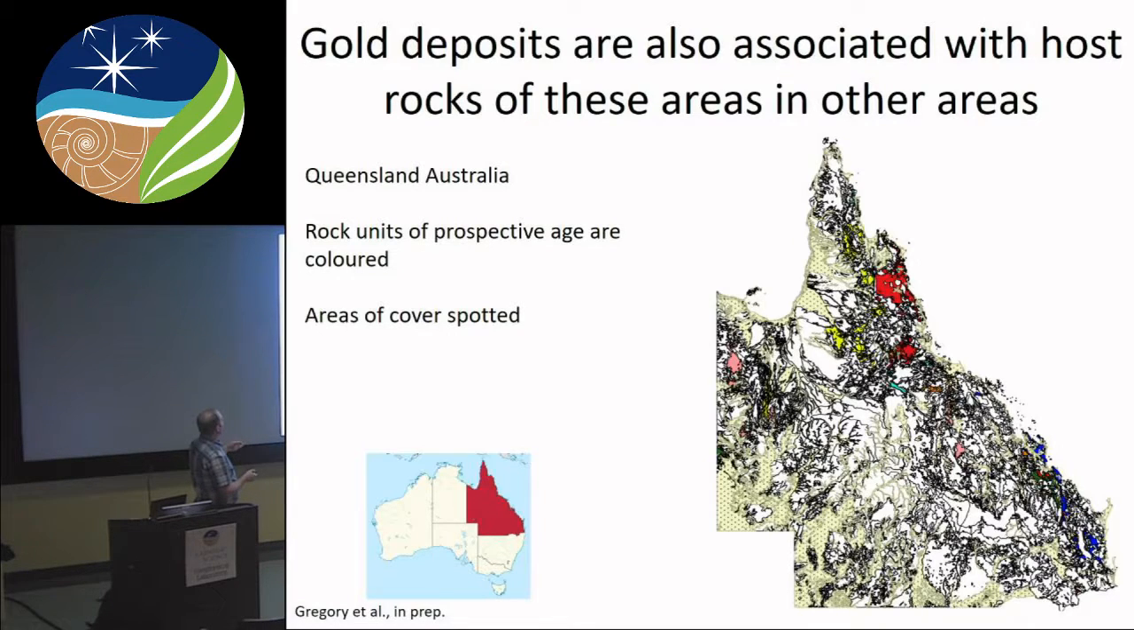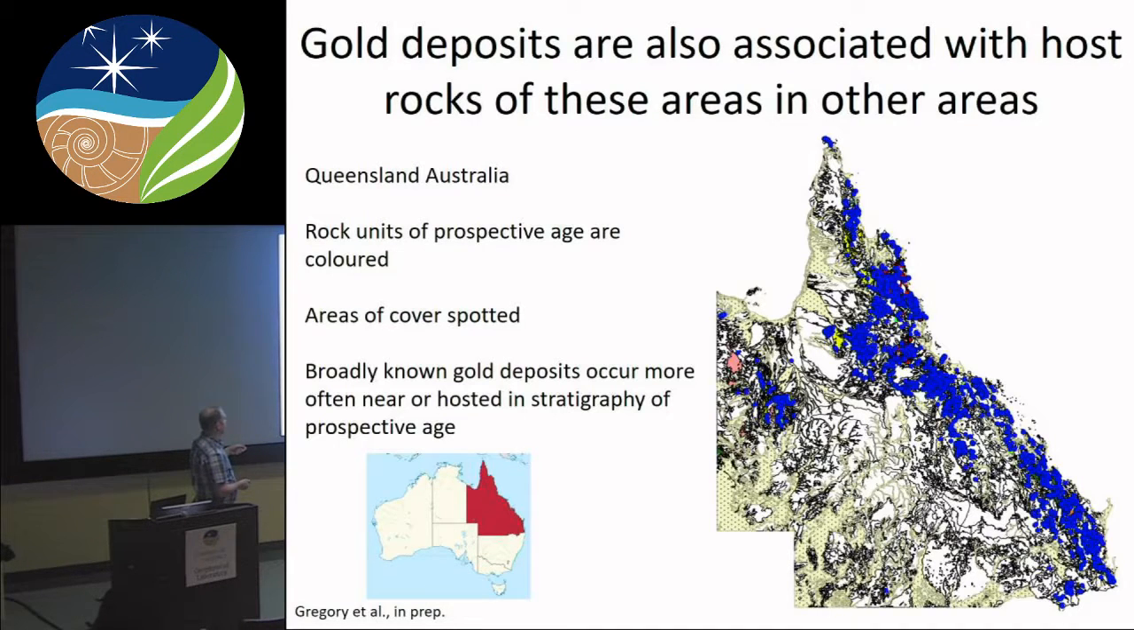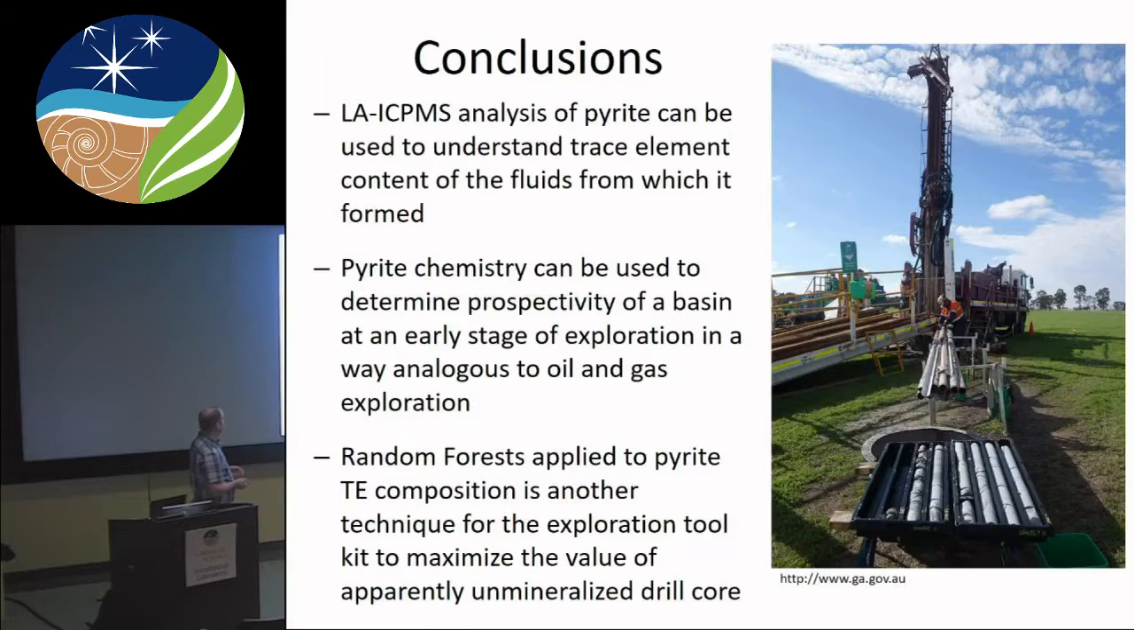And so I colored the different units of the prospective host rocks through here, and then overlaid the gold deposits, and they tend to match those prospective areas pretty well. I need to do the math to see exactly what the percentage is, or what the exact associations are with those underlying lithologies, but just at a first pass, it's promising.